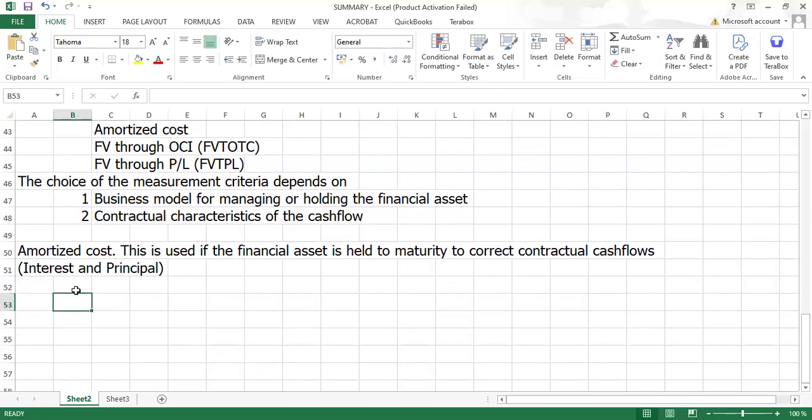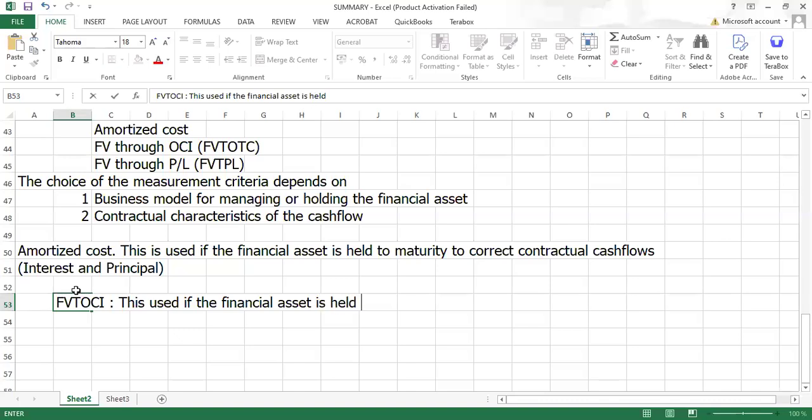Then for fair value through OCI, this is used if your financial asset is held to collect the contractual cash flows, yes, like amortized cost, but here there is this word and sale. Here it means that you can sell at any time. You don't want to wait up to the maturity period. That's where the difference is.